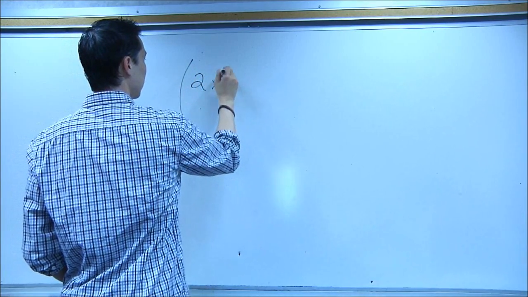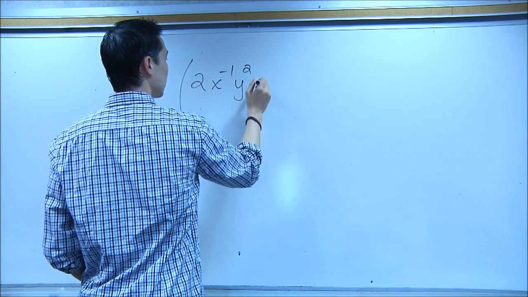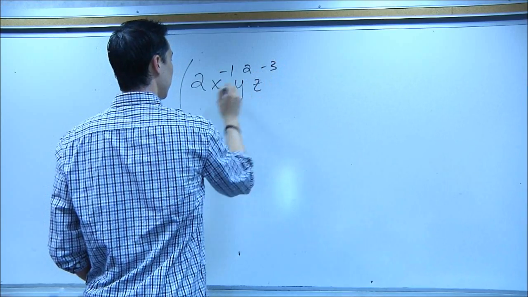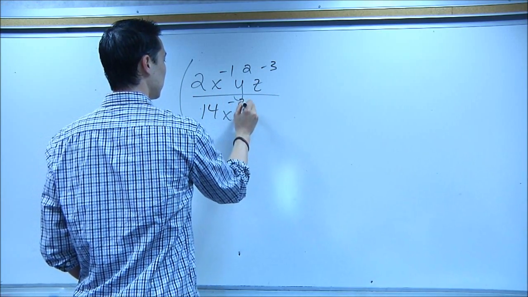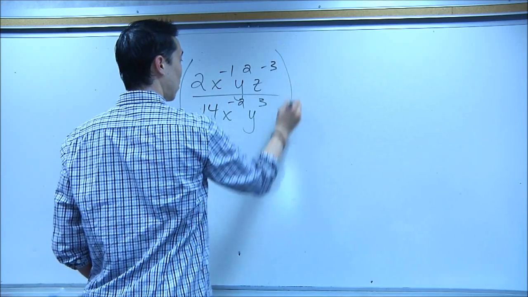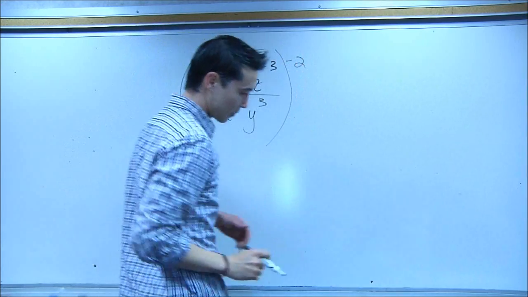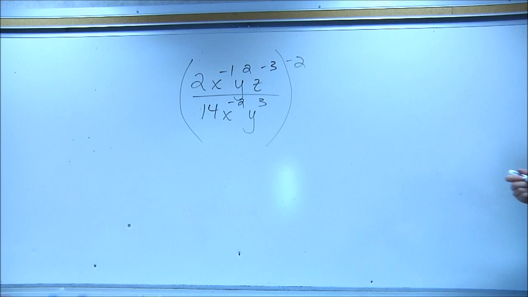2, x to the negative 1, y, z to the negative 3, over 14, x to the negative 2, y to the third, all of this to the negative 2. Okay? This is an awful problem.